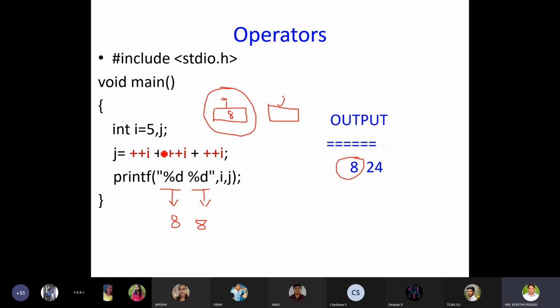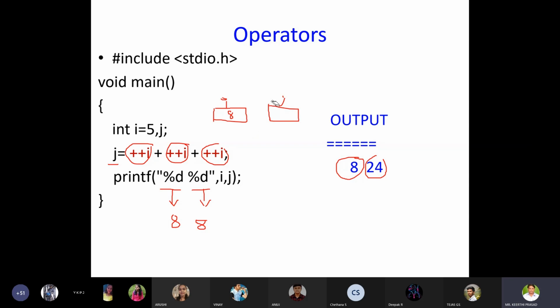After all this incrementation operation, I value is 8. Here also I value will be 8. Here also I value will be 8. 8 plus 8 plus 8, 24 will be stored. Hence 24. So the point here is you need to understand the precedence of operators.